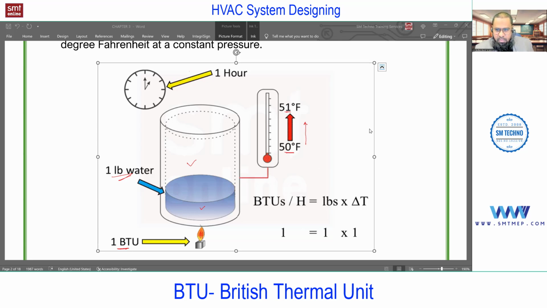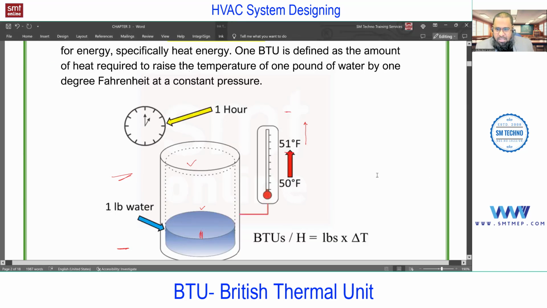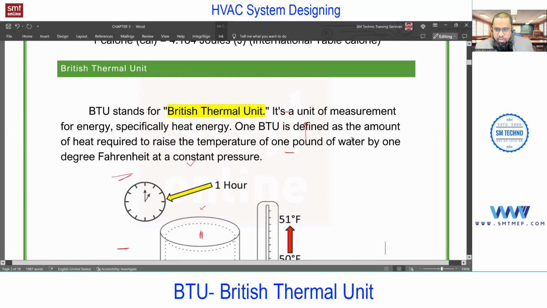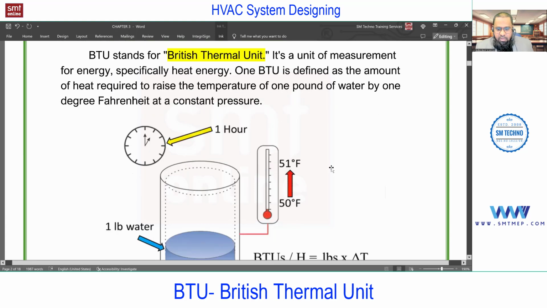And it's very basic and important from an interview point of view. So you must memorize this definition. 1 BTU is the amount of heat energy required to raise the temperature of 1 pound of water by 1 degree Fahrenheit at constant pressure. Next, we'll deal with one example.